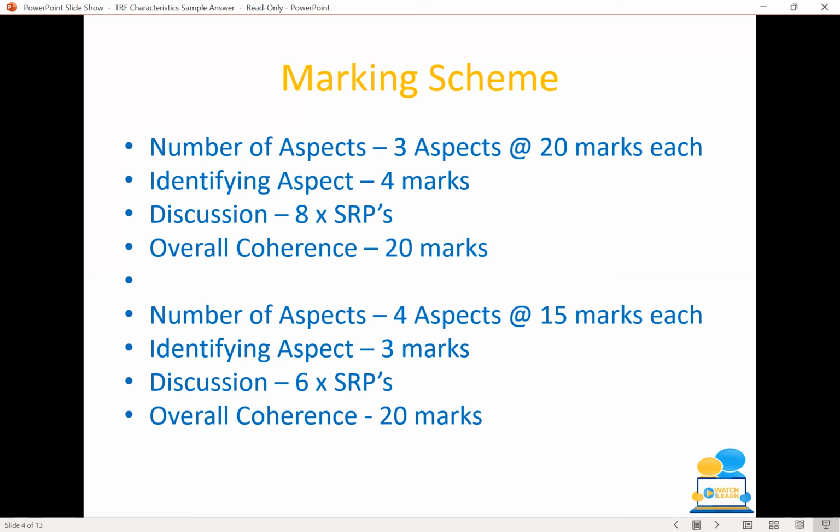Being aware of this is important because the question could specifically ask you to only do 3 aspects, or it could ask you to do 4 aspects, or it could be very open-ended and allow you to decide yourself what way you want to go about it. Do you want to do 3 aspects or 4 aspects, which would be ideal for you because you wouldn't be tied to one or the other.